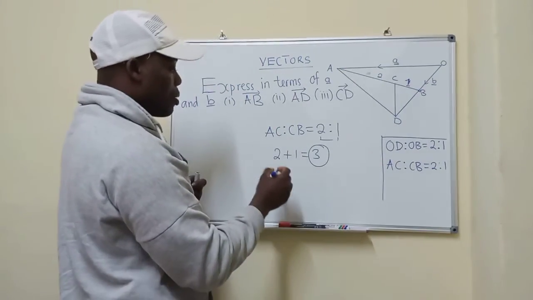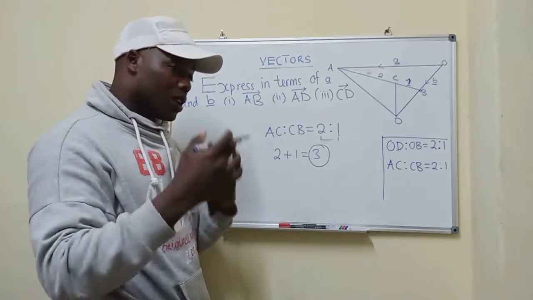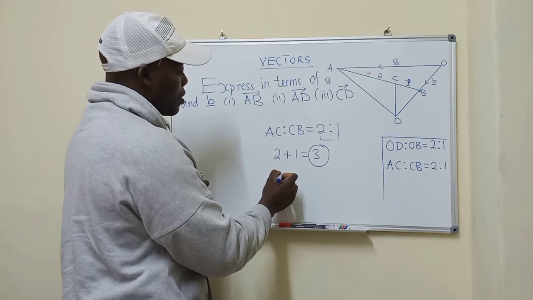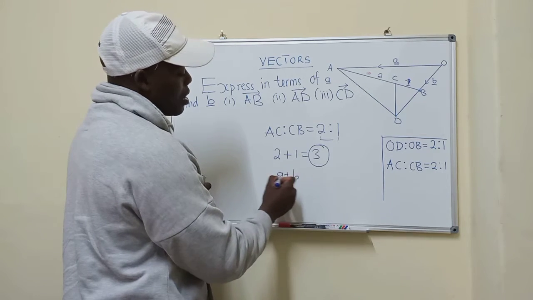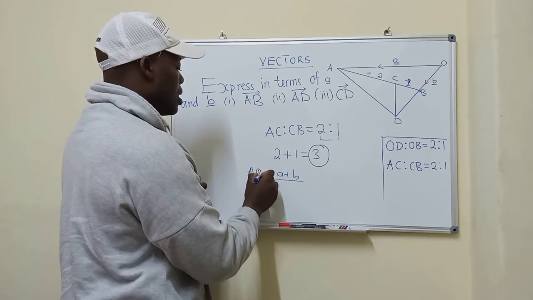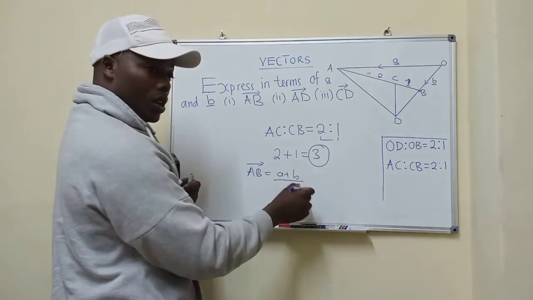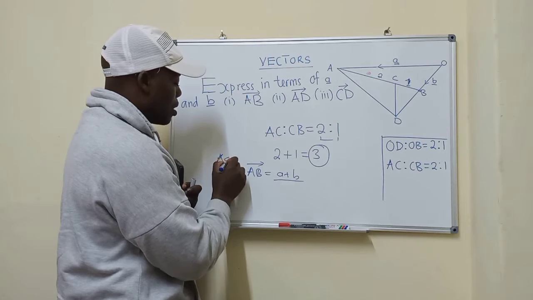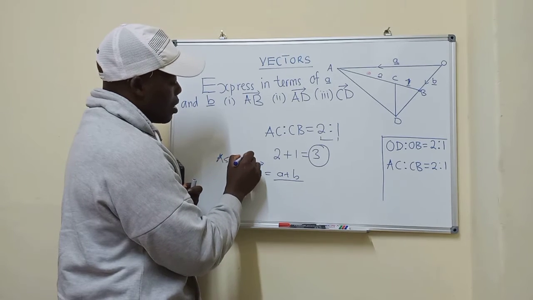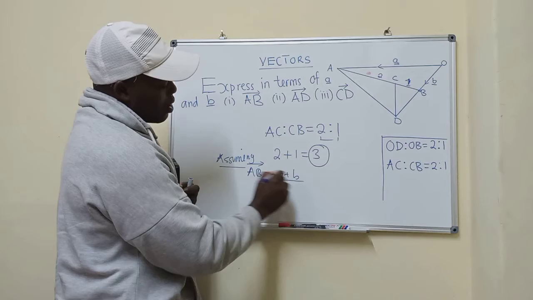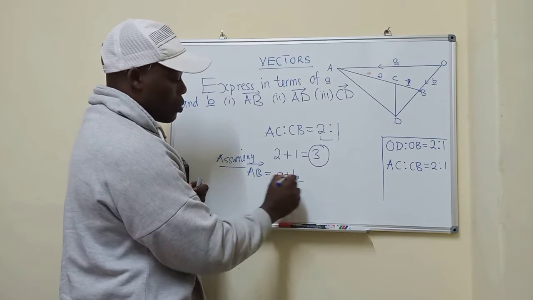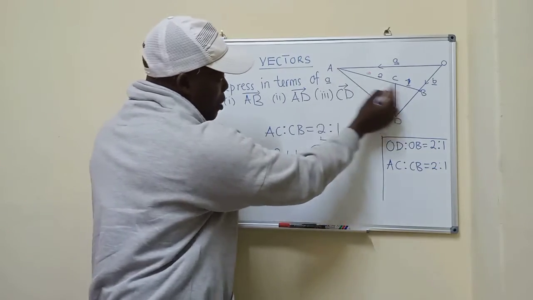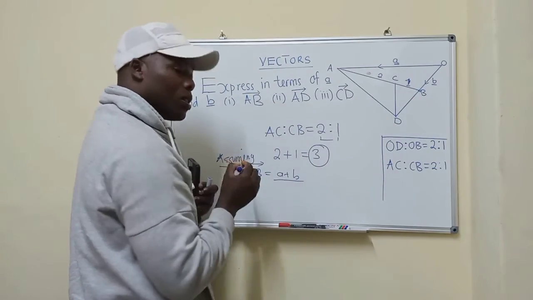Okay? So we say maybe AB, I'm just giving an example, okay? We say maybe AB is equal to A plus B. So we're just assuming here, okay? I'm not saying this is the answer for AB. So I just want you to get an idea here. So we have AB as A plus B, okay?